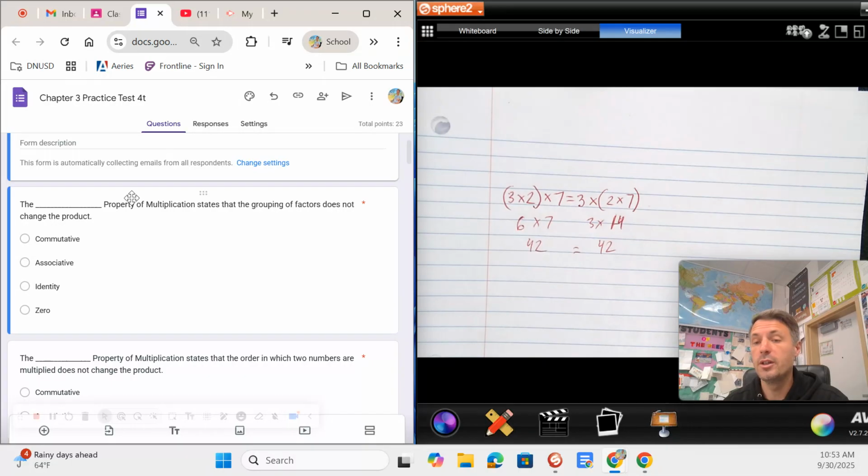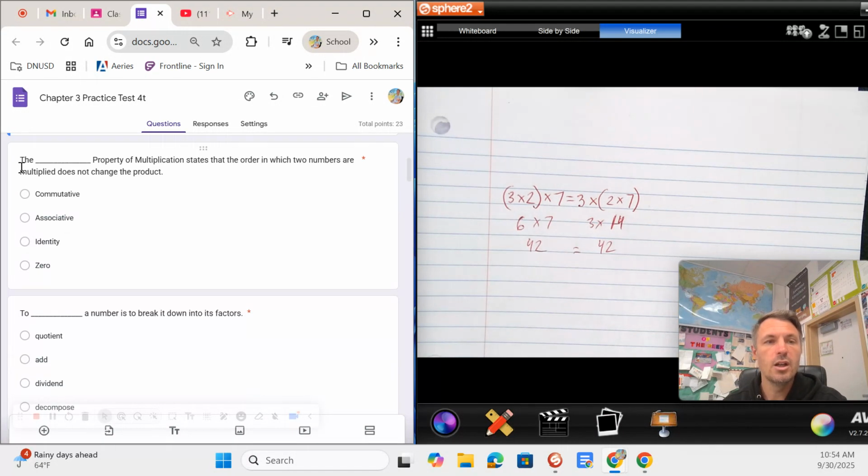And that's called, see if you can tell me what the correct answer is. Is it the commutative property of multiplication, the associative property of multiplication, the identity property of multiplication, or the zero property of multiplication? If you said associative property of multiplication, you got it right. So that's the correct answer right there, the associative property of multiplication.